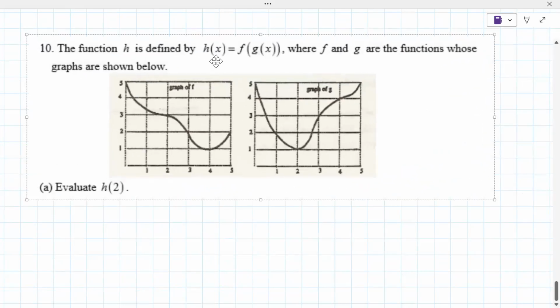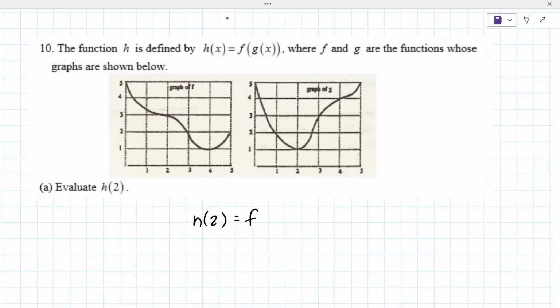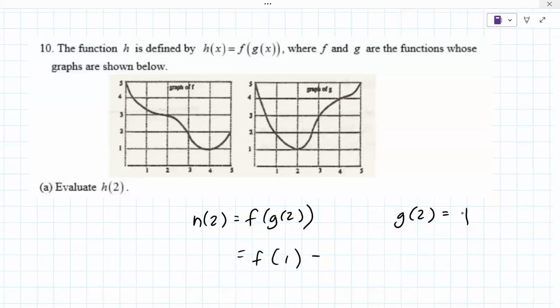H of two has nothing to do with calculus. H of two is composition, F of G of two, something you see in Algebra Two. You first find G of two. Can you look at the graphs and tell me what G of two is? G of two is one. It is one. Okay, and then F of one, what does that become?